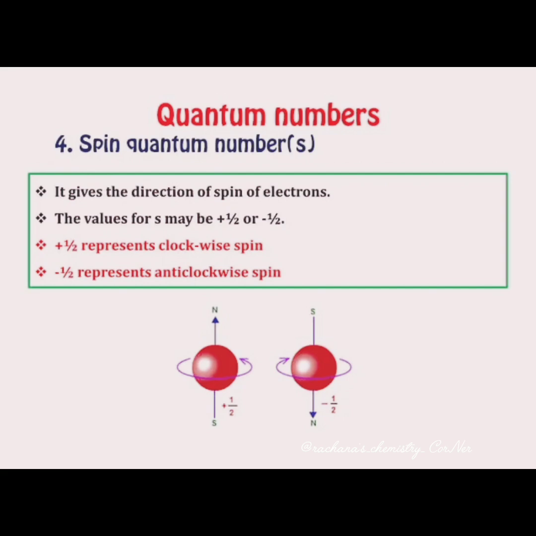So if the electron is rotating in the clockwise direction, then the spin quantum number will be equal to plus 1/2. In the similar way, if the electron is rotating in the anti-clockwise direction, then the spin quantum number will be equal to minus 1/2. You can observe in this picture that if the electron is rotating in the clockwise direction, then it is plus 1/2, and if it is rotating in the anti-clockwise direction, then it has the value minus 1/2. This is all about the spin quantum number.